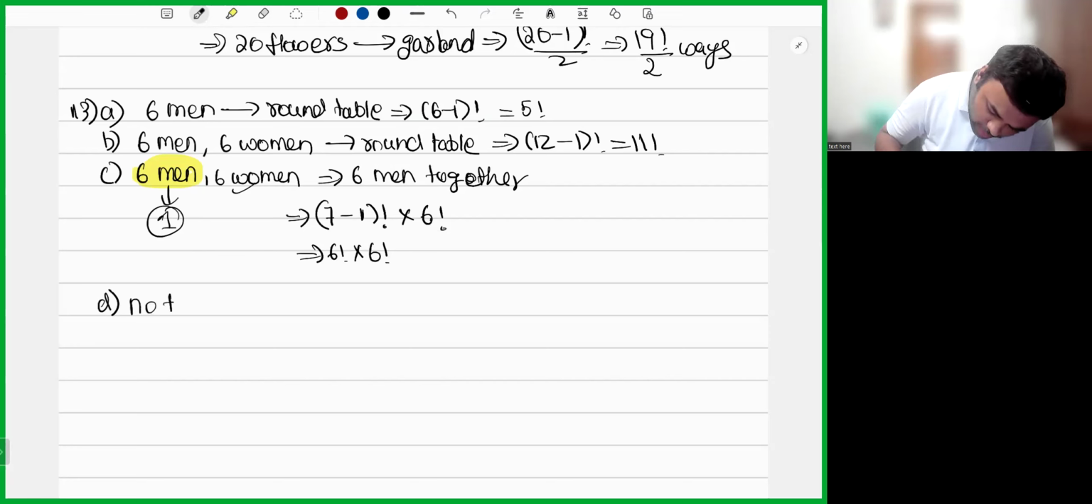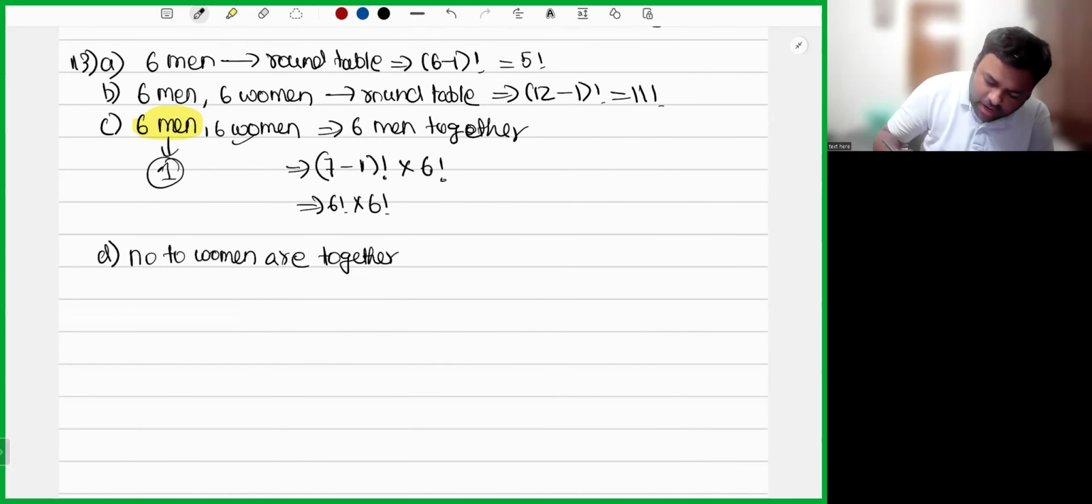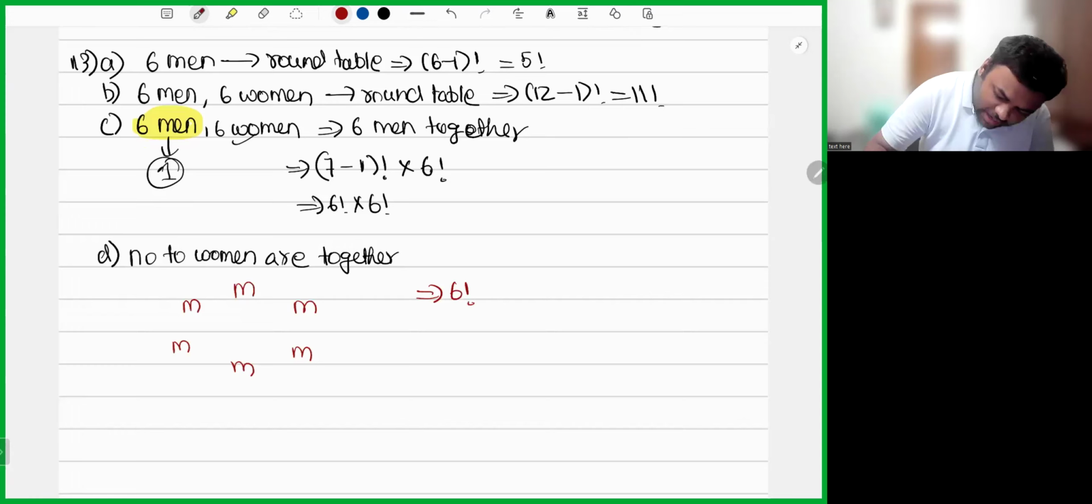No 2 women are together. So when no 2 women are together, what happens? First, arrange the 6 men: 1, 2, 3, 4, 5, 6. How will you arrange the 6 men? Not 6 factorial ways. That's a circle, right? So 6 minus 1 factorial ways.